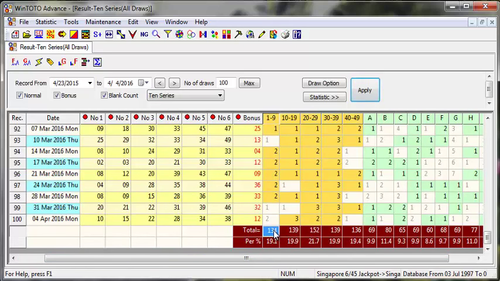What does 10 series mean? 10 series simply means that we group the numbers into smaller groups. Each group itself consists of 9 numbers. As you can see here, 1 group, 2, 3, 4, 5. So the first group is 1 to 9, right? Then we have 10 to 19, 20 to 29, 30 to 39, 40 to 49.